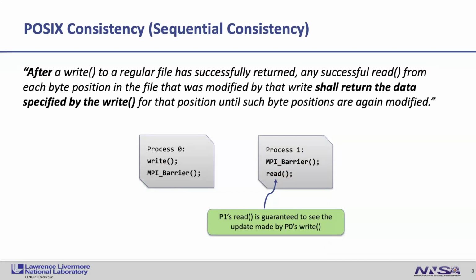Here's a quick example with two processes, one writing and one reading. The read is going to be able to see the write. If we are sure that the read happens after the write, we can use an MPI barrier or MPI send and receive to make sure there's an order between the write and read. So the read will be able to see the write of the other rank's data.